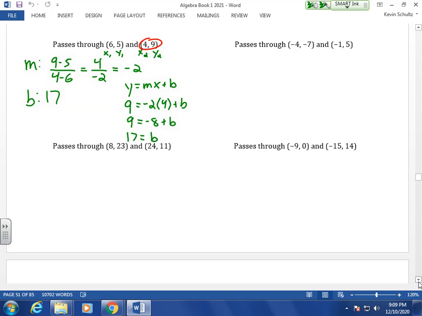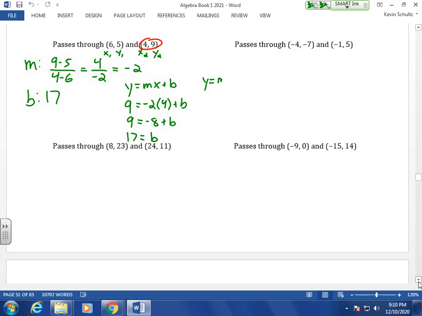Okay. Had we picked 6, 5, would we get the exact same thing? You bet. I'm debating in my head whether I should prove it to you or not. I'll prove it to you, okay?